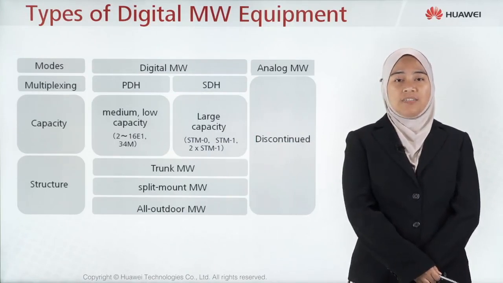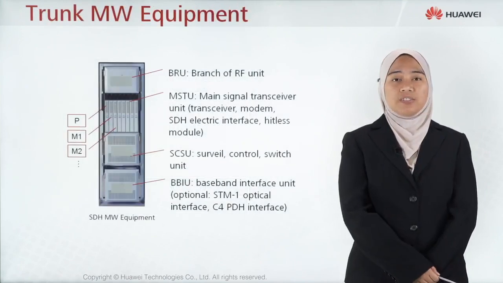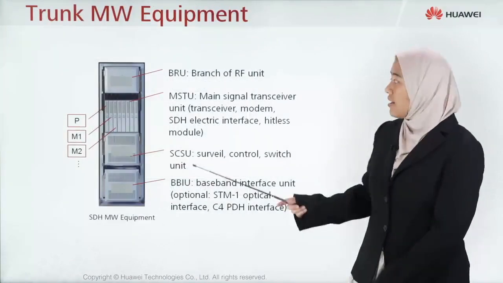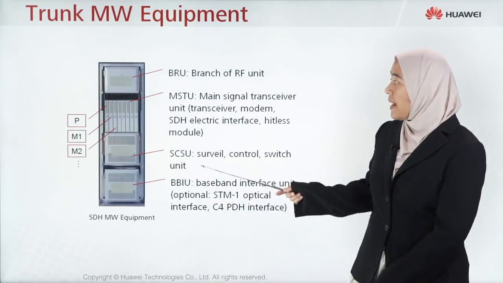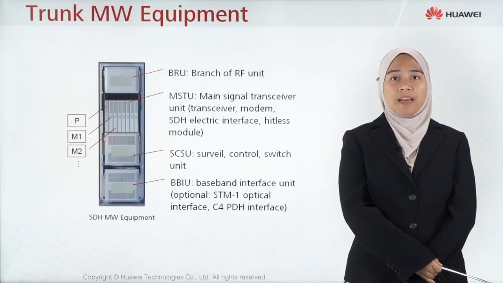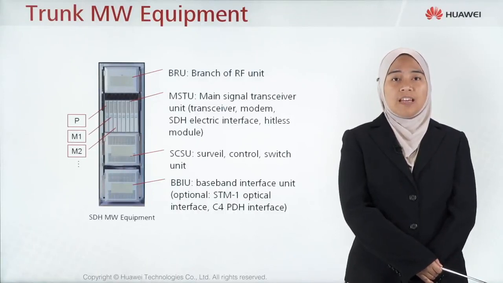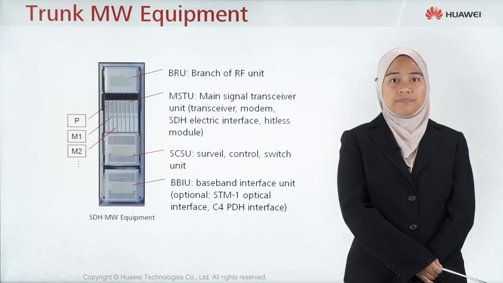On the structure itself, we have three different types of digital microwave: trunk microwave, split mount microwave, and all outdoor microwave. So the first one is the trunk microwave equipment. Trunk microwave equipment is divided into four parts: BRU, MSTU, SCSU, and BBIU. It is high cost, high capacity, therefore suitable for long-haul transmission and backbone mobile communication. It is all indoors except for the antenna and the feeder.